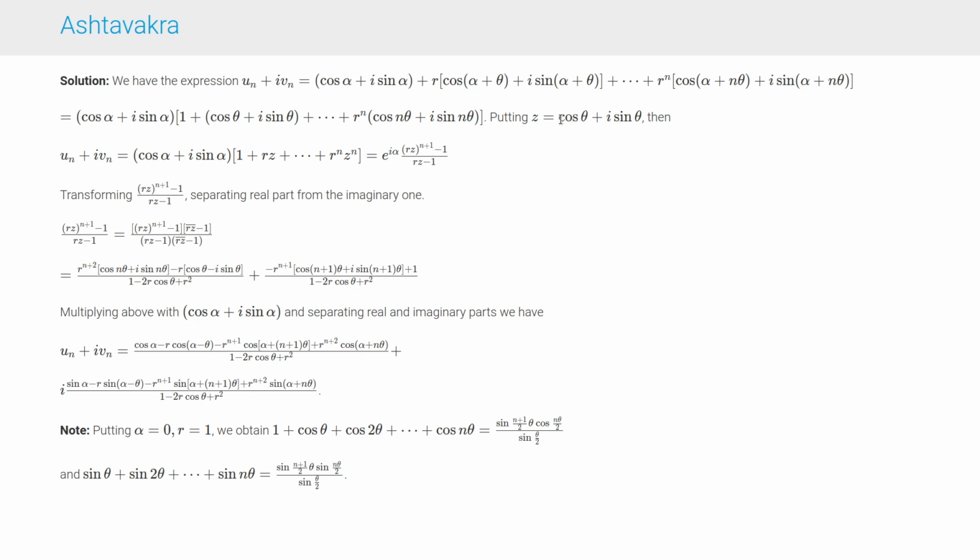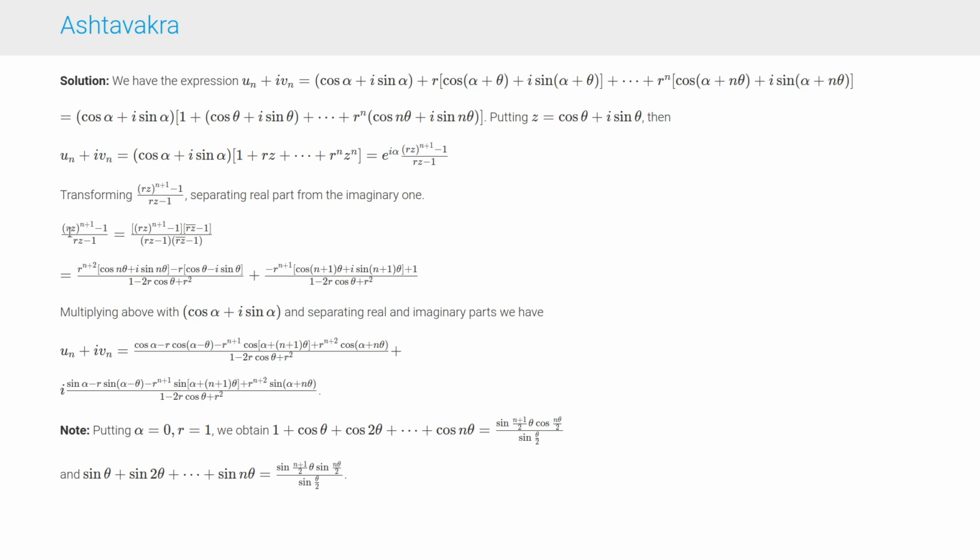Now we put z equal to cos theta plus i sin theta, then Un plus iVn becomes (cos alpha plus i sin alpha) into (1 plus rz plus r square z square plus and so on up to r to the power n z to the power n). That is e to the power i alpha into ((rz) to the power n plus 1 minus 1) by (rz minus 1). Now we separate the real and imaginary parts.